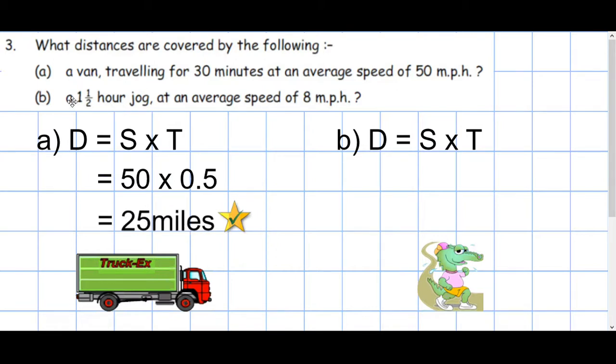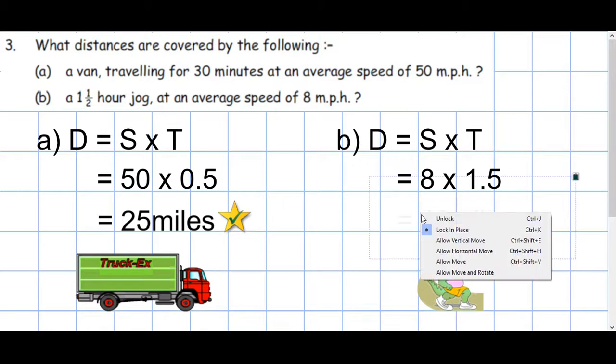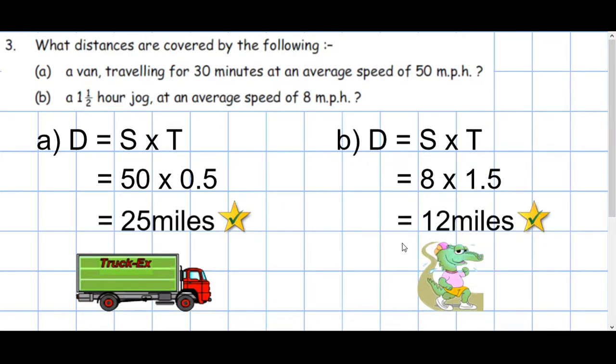And the second one, we've got 8 miles per hour, and we've got 1.5 hours. So it's 8 times 1.5. We've done that in the last screen. That's 8, and then a half of 8, which is 4. That makes 12. There it is, 12 miles.